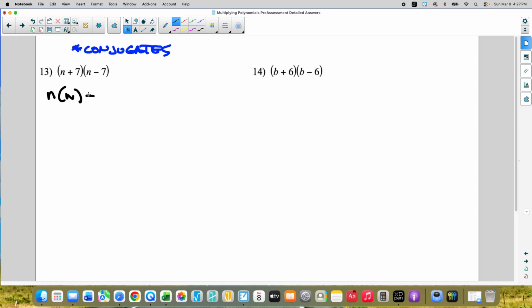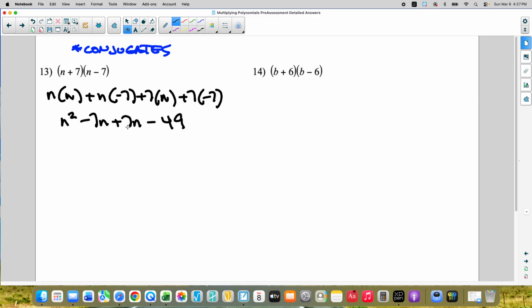So you have n times n plus n times negative 7 plus 7 times n plus 7 times negative 7. N squared minus 7n plus 7n minus 49. So we still have like terms here, but notice what they are. They're opposites of each other. Negative 7n, positive 7n. So my outside and inside terms, my 2 terms here, are going to cancel, leaving me with n squared minus 49.